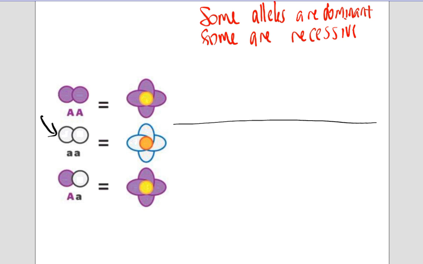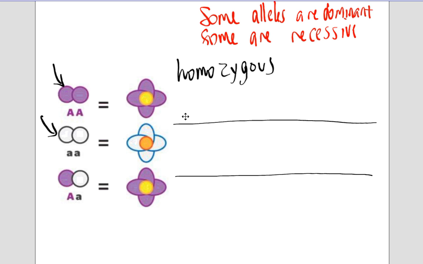Well, there are three different terms we're going to use for this. The first one, where there are two dominant alleles, they are the same, so we're going to call this homo, which means same, zygous for zygote: homozygous dominant.